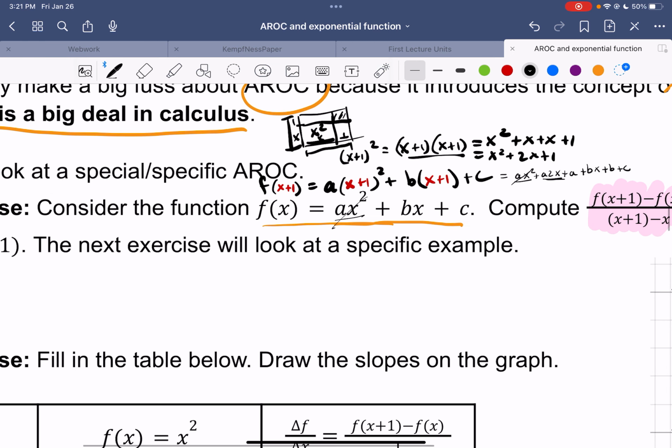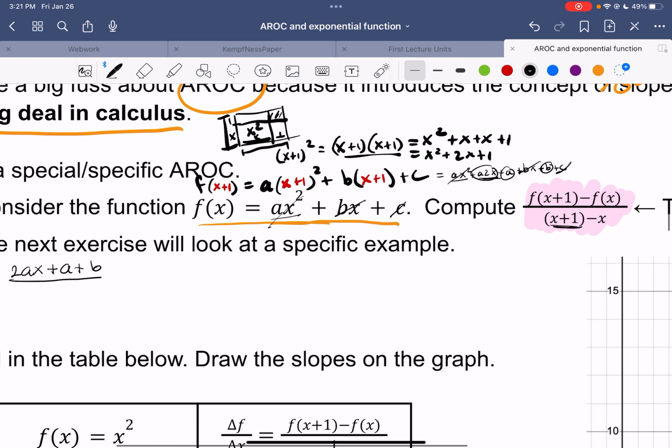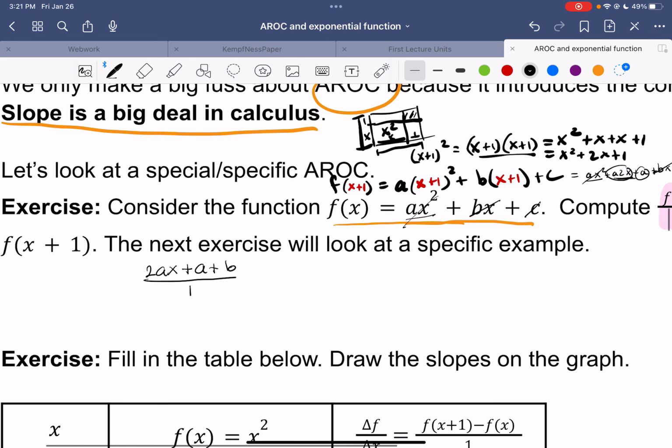So let me just write this down. So I have 2ax. All right, I have an a. That lives on. In fact, I'll just circle everything that lives on. And I have a b. That lives on. Now bx, that cancels there, and c, that cancels there. Okay, so there's my numerator. And my denominator is x plus 1 minus x, better known as 1. Okay? So this whole big, nasty, disgusting expression is just 2ax plus a plus b.